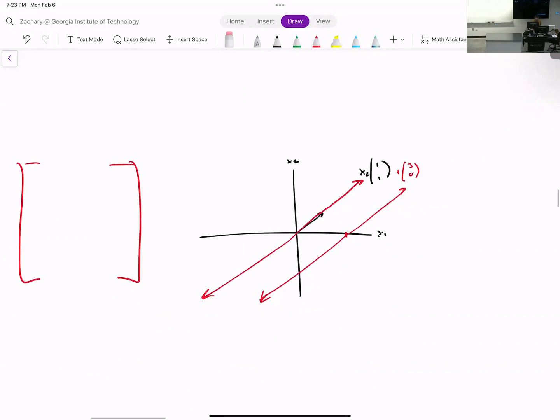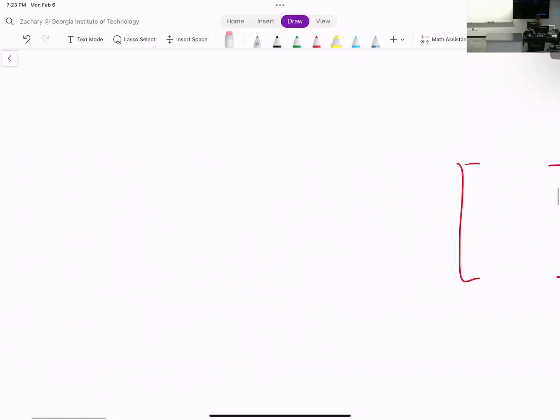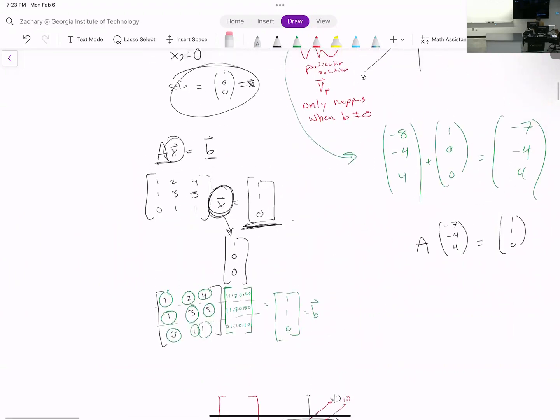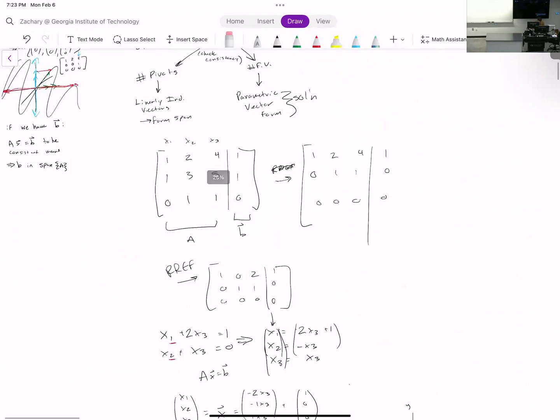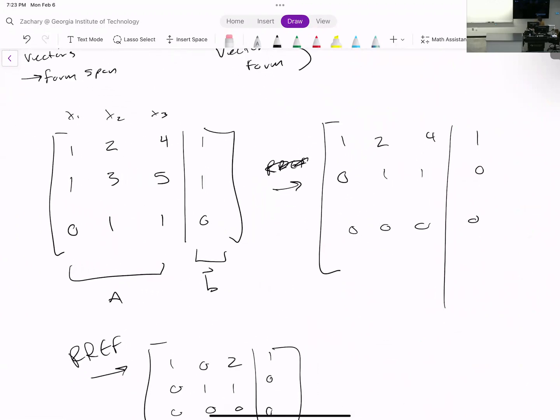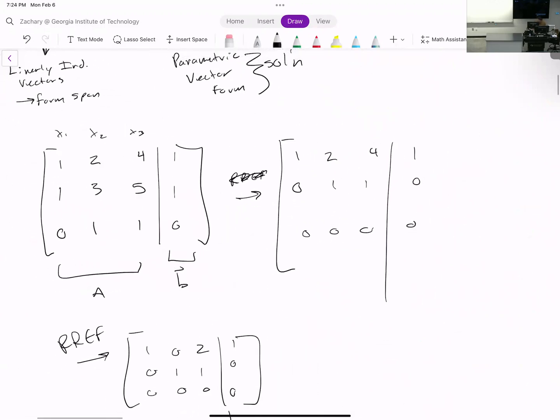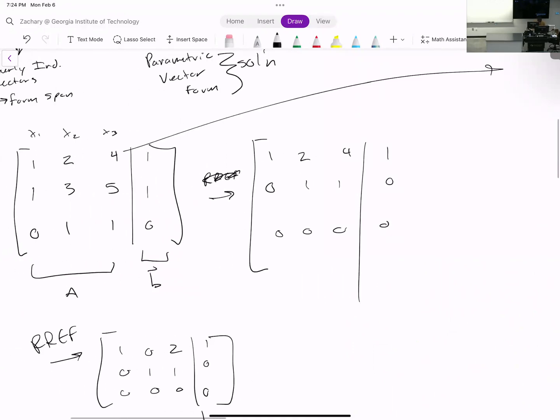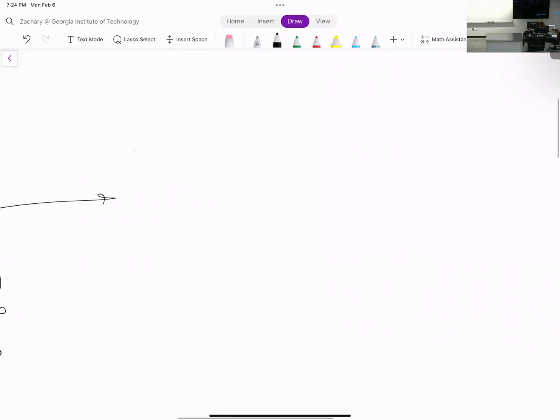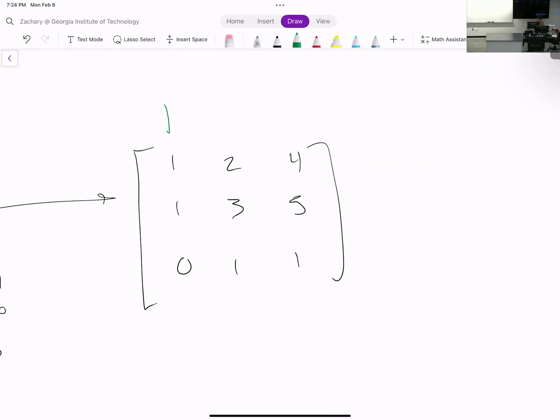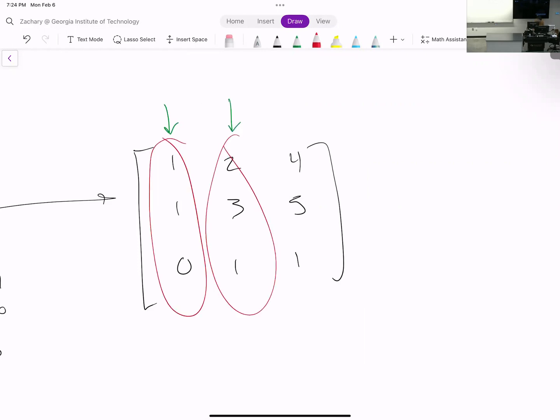Which last problem? My iPad has not been very happy lately. So this problem here. Okay. If we have this matrix here, and we're solving for the span, or if it says to plot the span: (1, 1, 0), (2, 3, 1), (4, 5, 1). When we row reduced, we found there to be 2 pivots, and the pivots were here and here. So these are the vectors that we care about for our span.